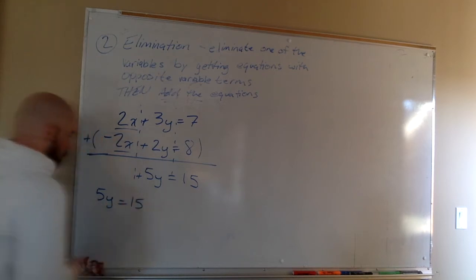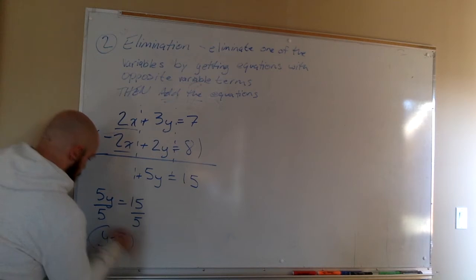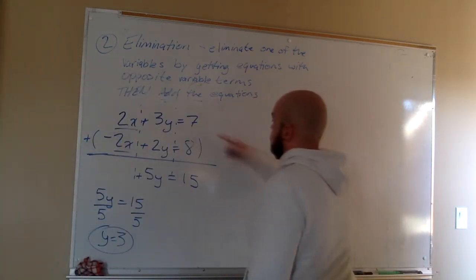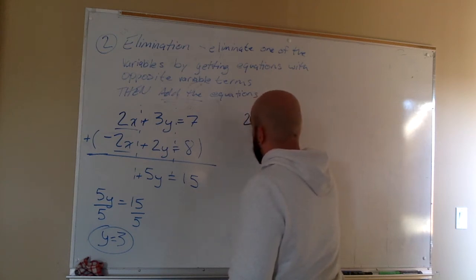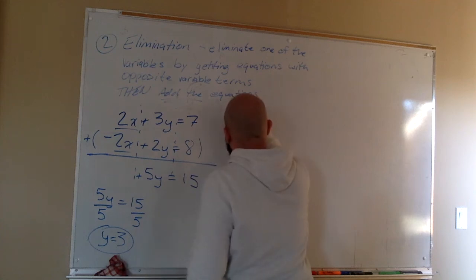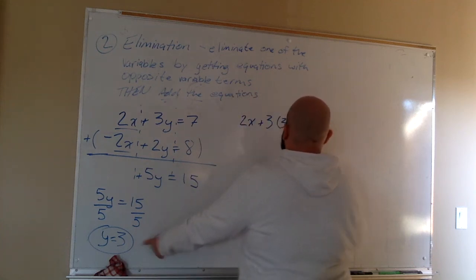Then all that's left to do is solve for y. Do that by dividing by 5 on both sides, and we end up with y equals 3. Now all that's left to do is substitute our y value back into that first equation. Instead of y, we're going to use the value 3. So our new equation is going to look like 2x plus 3 times 3 equals 7.